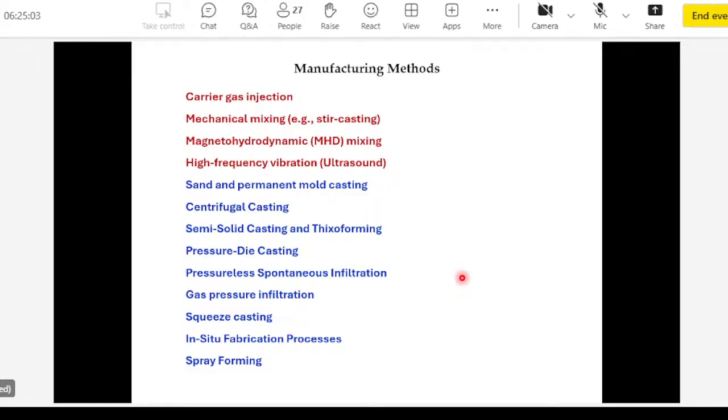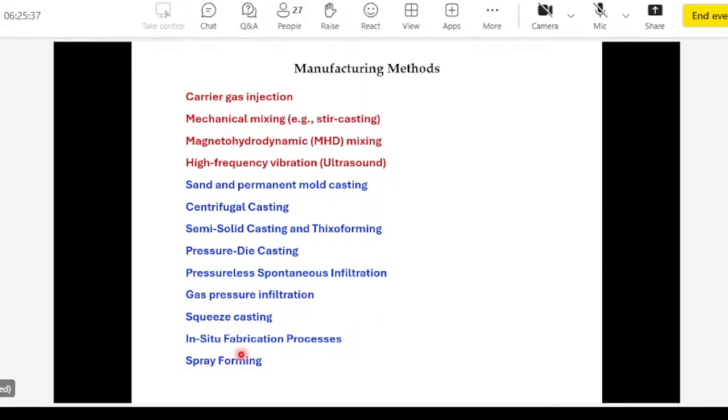Gas pressure infiltration uses high pressure of an inert gas or even nitrogen sometimes to pressurize molten alloys through a bed of powders or a bundle of fiber reinforcements. Squeeze casting uses an actual piston or a plunger to squeeze molten metal inside the fiber bundle or powder bed. So in squeeze casting, you are able to get to higher pressures as compared to gas pressure infiltration.